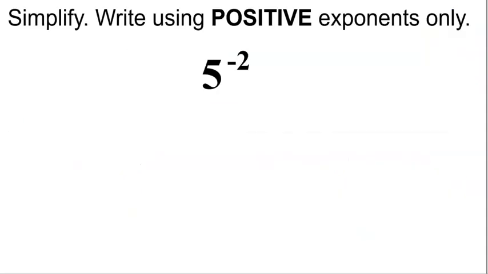Let's take a look at another example. 5 to the negative 2 power. This means I'm in the wrong location. So I'm going to flip this base over and make it 1 over 5. That's the base, 5 over 1. And when I take the reciprocal, I get 1 over 5. And now my power is positive.